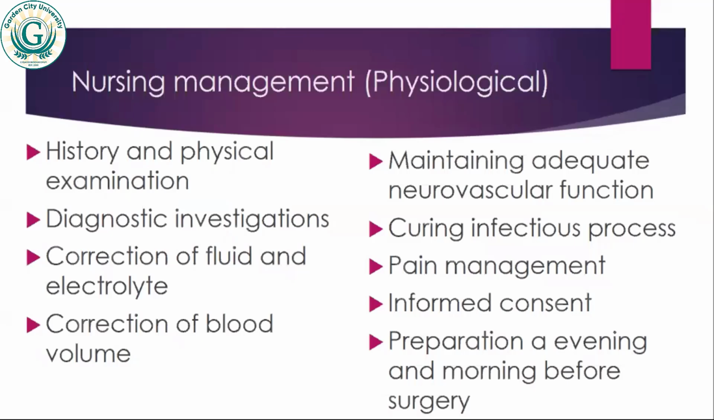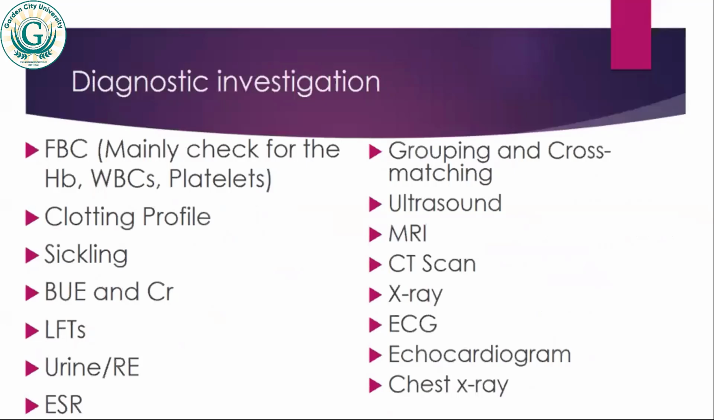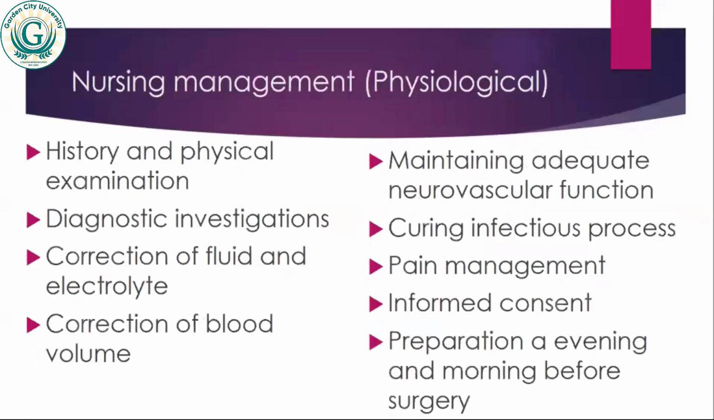Then you want to maintain adequate neurovascular function. Anyway, so we want to maintain adequate neurovascular function. We want to assess pain, we want to assess temperature, we want to assess sensation, and you want to check for paralysis and pulselessness, whether they are there or not.